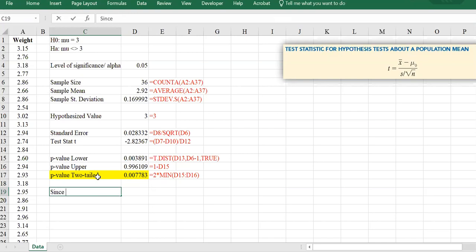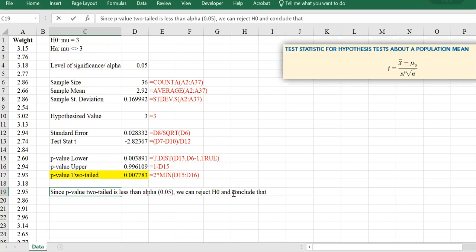If the p-value two-tailed is less than alpha, alpha being 5%, we can reject the null hypothesis. If the p-value is smaller than alpha, you can go ahead and reject the null hypothesis, and conclude that. So if you reject the null hypothesis, you reject this one and you take this one.